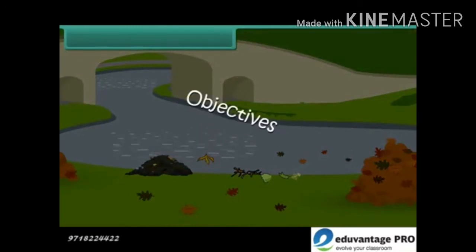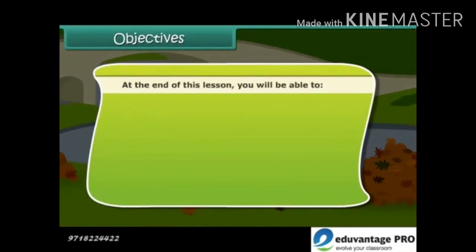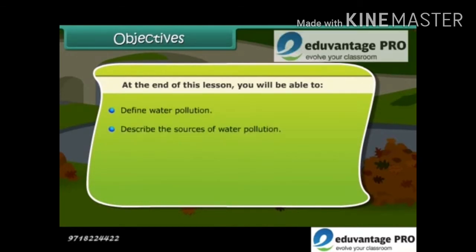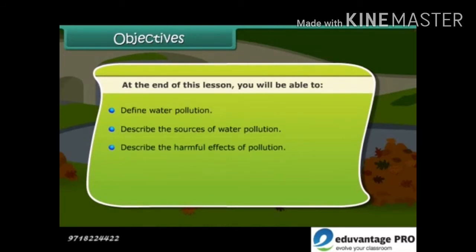Objectives. At the end of this lesson, you'll be able to define water pollution, describe the sources of water pollution, describe the harmful effects of pollution, and discuss the measures of pollution prevention.